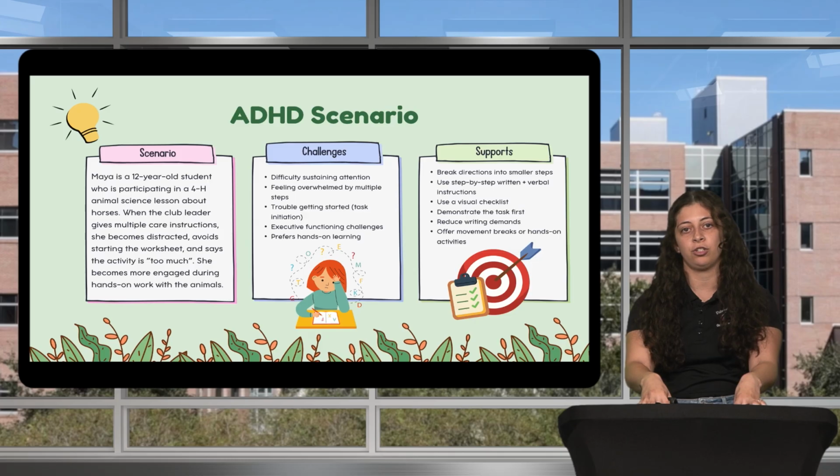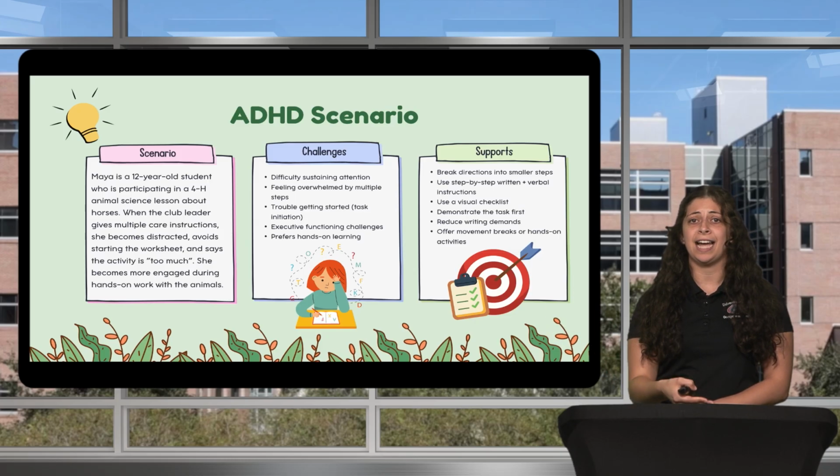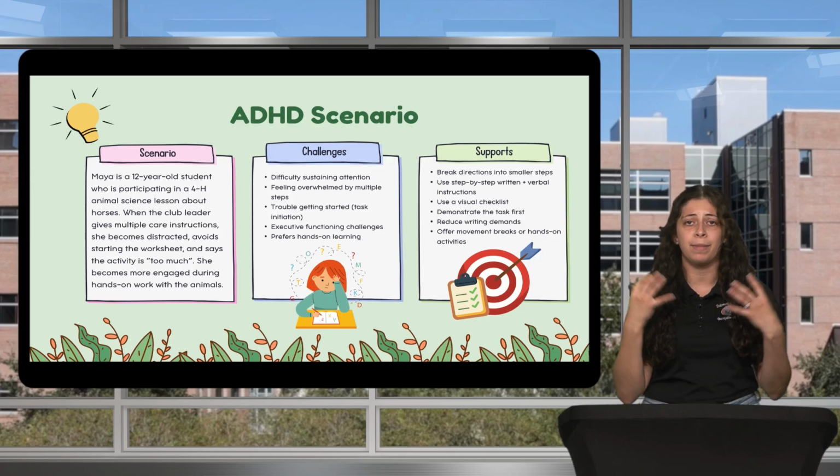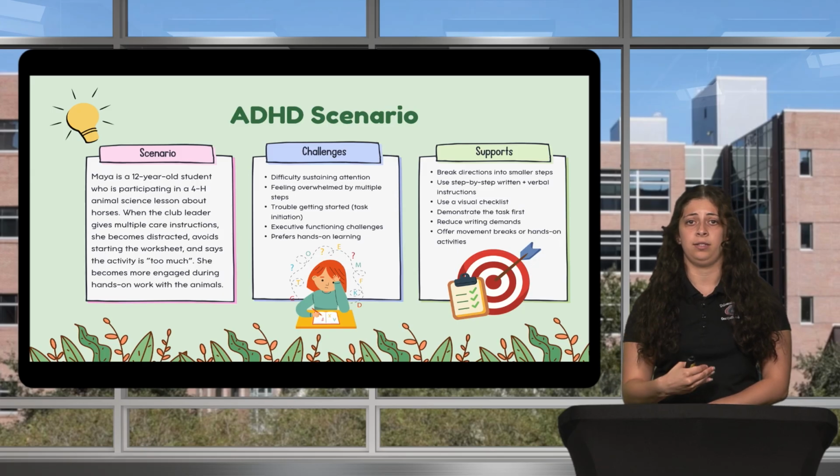Research suggests that youth with ADHD may disengage when tasks feel overwhelming or require a lot of mental effort, especially when there are multiple directions or steps presented at once. However, they often participate successfully when activities are hands-on and structured.